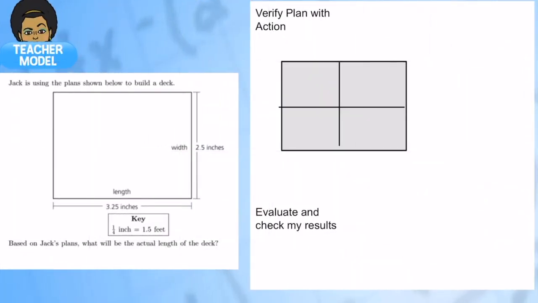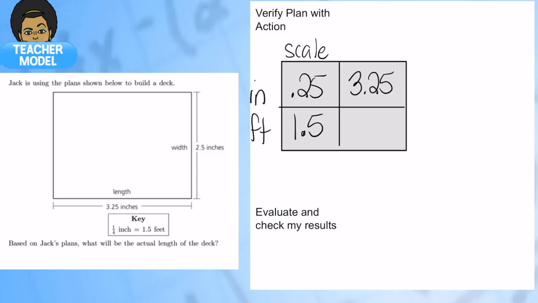Let's put this into action now. And I'm going to start with our units. We have from our key, inches and feet. And I'm going to start with that scale, the scale and the key. And I'm just putting in the numbers. Notice I did change it to a decimal to make it easier. And I'm trying to find the length. So I have 3 25 hundredths. I'm not using the 2 5/10 because that is a width. And I want this number here.